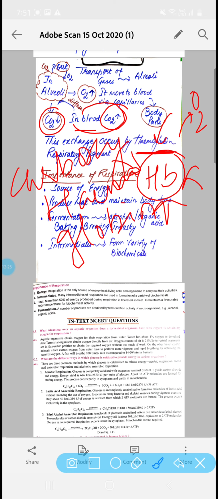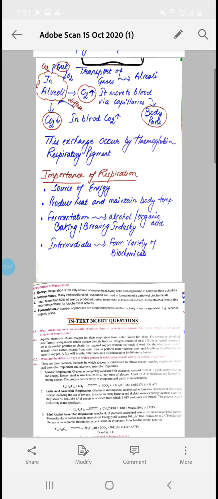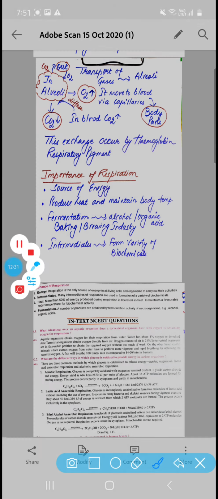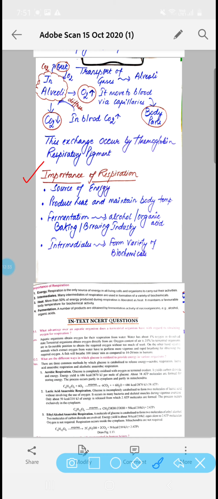Is that clear? So here comes the next topic, that is the importance of respiration. Now hemoglobin is called the respiratory pigment. Why is it called the respiratory pigment? Because it is helping in exchange of both the gases which are involved in breathing, that is carbon dioxide and oxygen. Hemoglobin can bind with both of these. Okay, but the site is different.